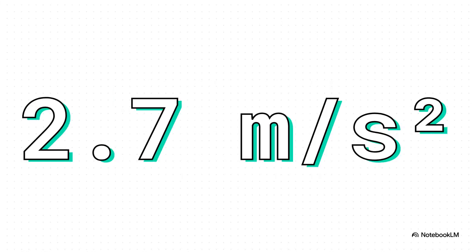To put a number on it, a typical family car that's going from a standstill to 60 miles per hour has an acceleration of about 2.7 meters per second squared. What that means is that for every second that passes, its speed increases by another 2.7 meters per second.